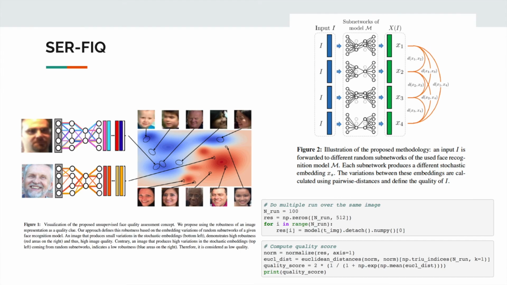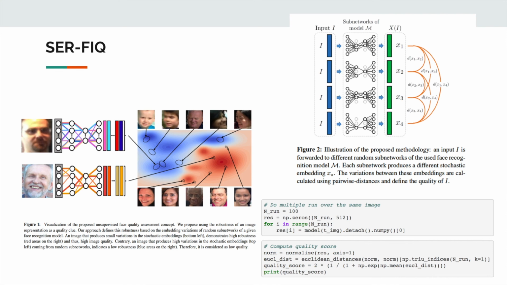This is another unsupervised method for image quality. This paper was published in CVPR 2020. It evaluates the quality with the robustness of an image. The robustness is based on the embedding variations of random subnetworks of a given model. An image producing small variations has high robustness, and thus high image quality. And if an image has high variation, it will be regarded as low quality.